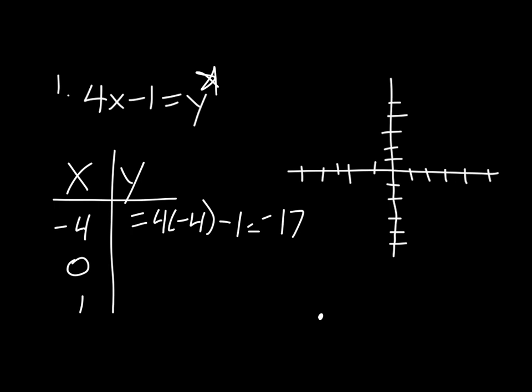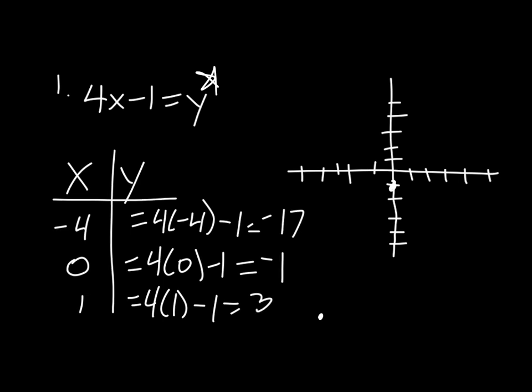So, 0. This one is 4 times 0 minus 1, and so that's -1. So then we got here. And again, 4 times 1, minus 1, is 3. Do we have a line? All right, so we did good.